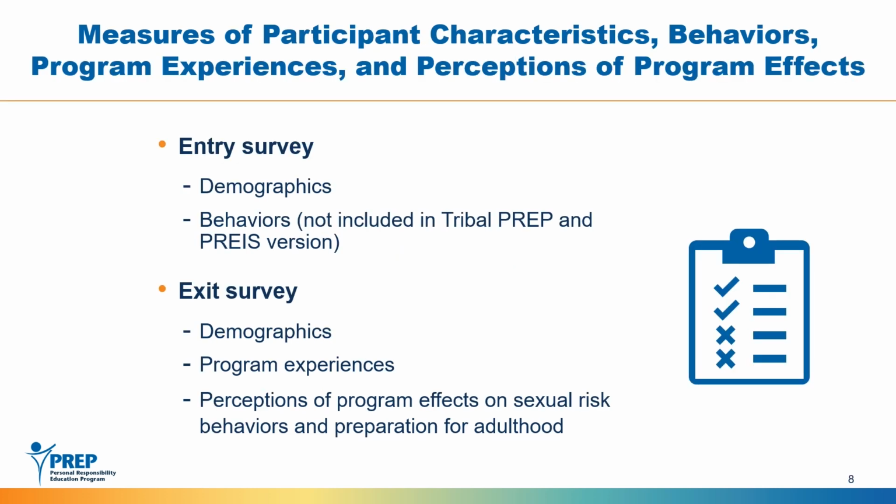The final set of measures focus on program participants' characteristics, behaviors, program experiences, and perceptions of program effects. They are collected through participant entry and exit surveys and provide information on the demographic characteristics of youth who participate in PrEP, participants' behaviors related to sexual activity and the adulthood preparation subjects, their experiences in the PrEP programs, and their perceptions of the program's effects on them.